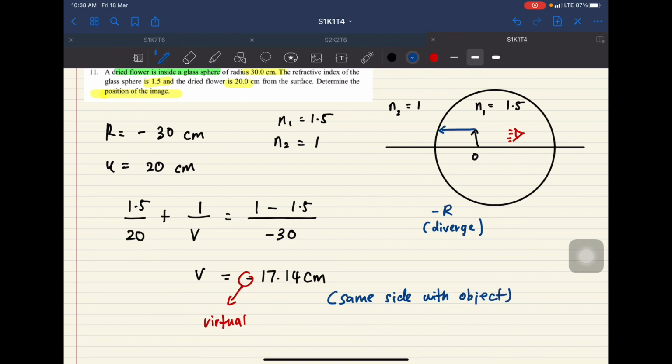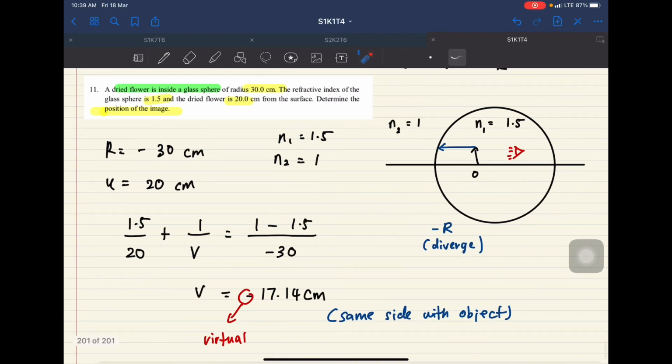And then if you look closely, the v here is 17, and the u just now is 20, right? So maybe the image forms somewhere over there. Okay, all right. Okay, thank you.